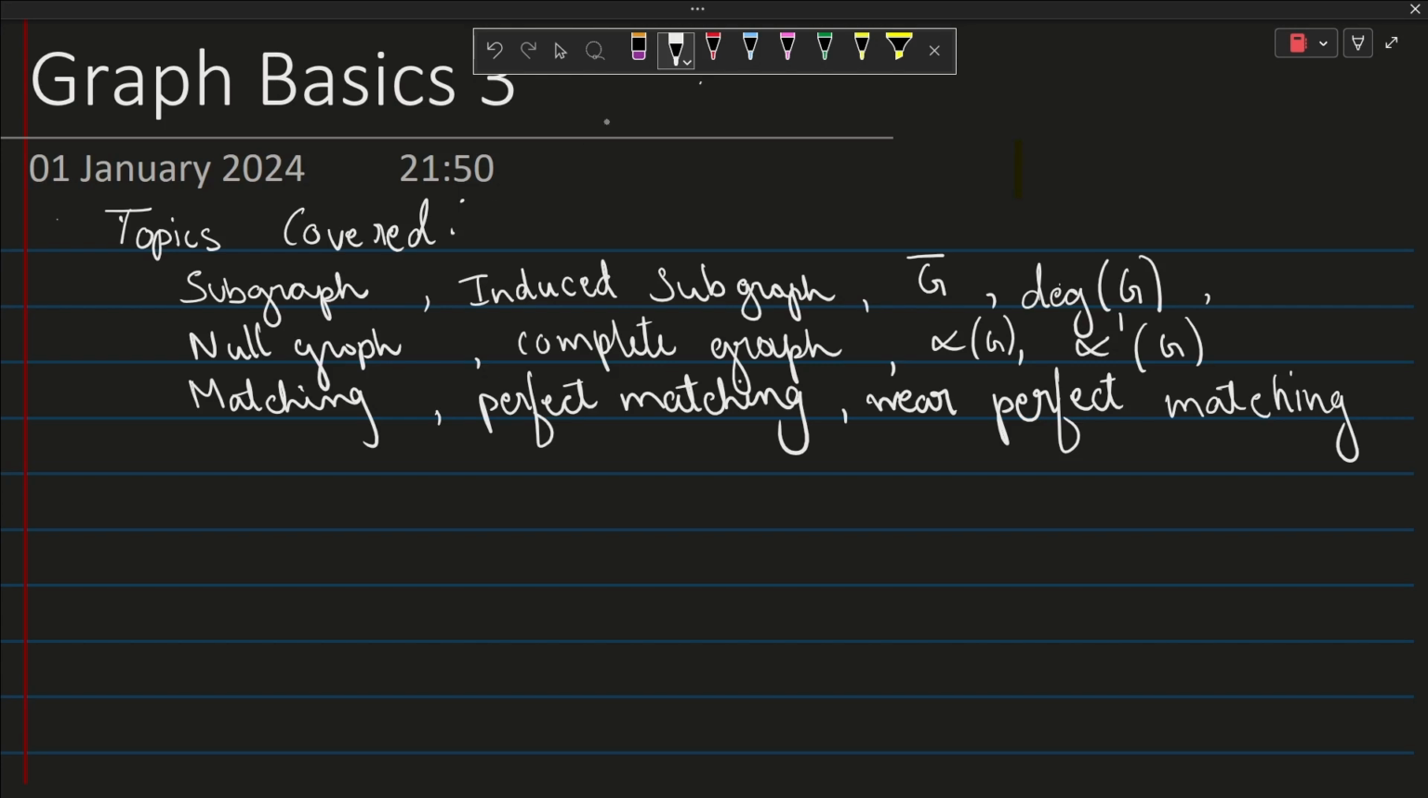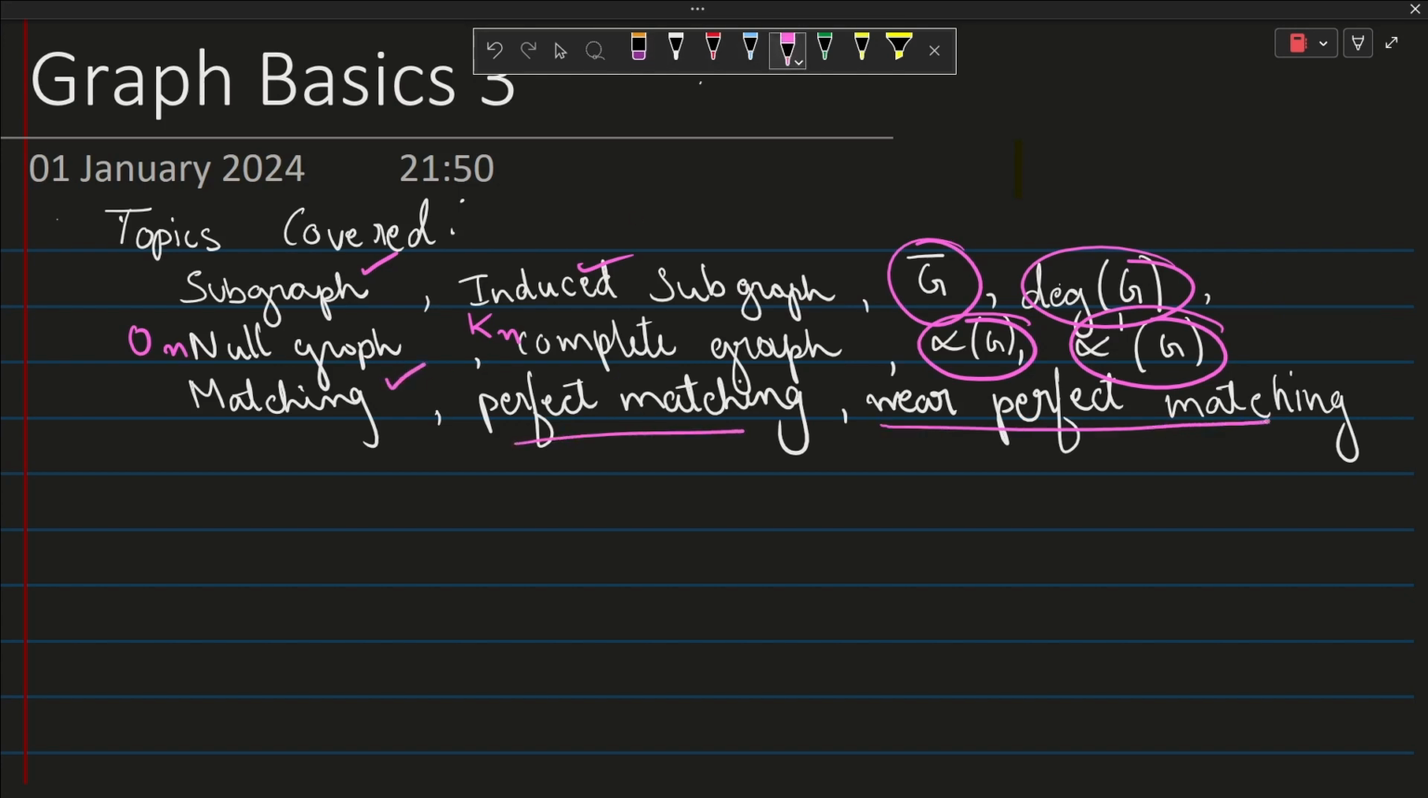In the previous video, we had seen what is a subgraph, what is an induced subgraph, what is the complement of a graph G, what are k-regular graphs, what is a null graph, what is a complete graph, what do you mean by vertex independence number, edge independence number, what is a matching, what is a perfect matching, and what is a near perfect matching.